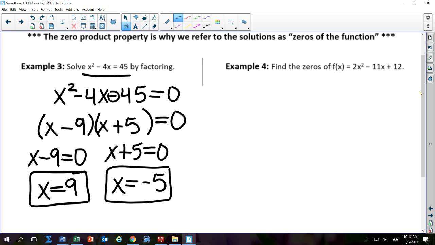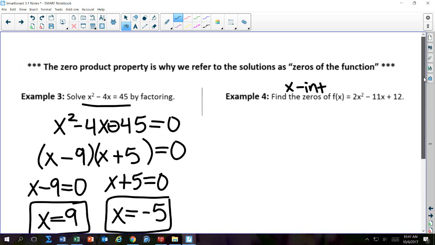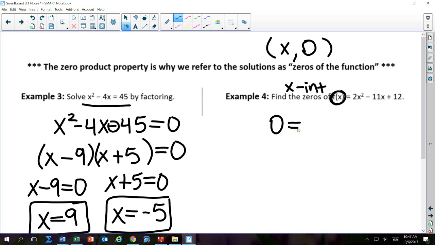So if it says find the zeros, it's essentially just asking us to find the x-intercepts of that function. Okay? Now, how do I find an x-intercept? If I want to know what my x value is, what do I plug in for y? 0, right? We're replacing y with 0, and we're going to solve for x. You cannot start a factoring problem unless it's set equal to 0. So if it says find the zeros, set it equal to 0. Okay? So now I can factor this.